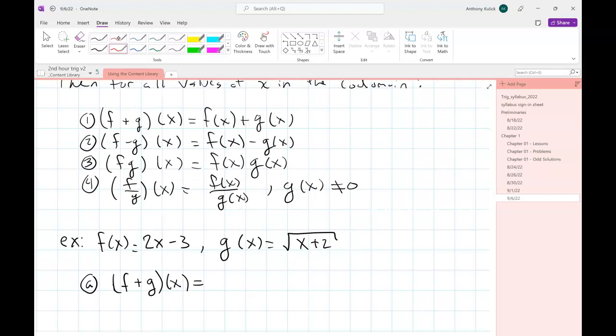So let's say we have 2 functions, f of x, which is 2x minus 3, and g of x, which is square root of x plus 2. And we're asked to do f plus g of x.